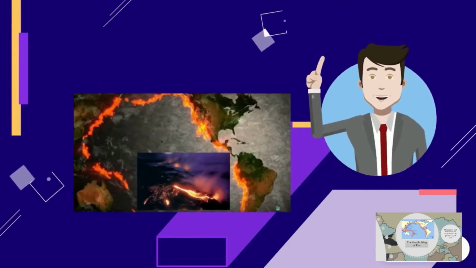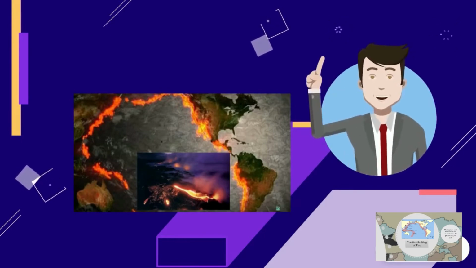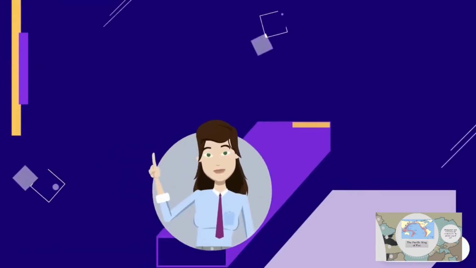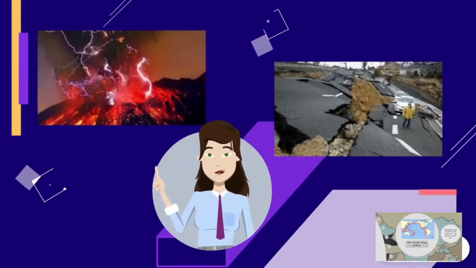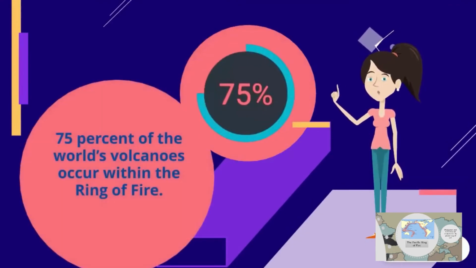A series of deep ocean troughs frame the belt on the ocean side, and continental land masses lie behind. Most of the world's earthquakes, the overwhelming majority of the world's strongest earthquakes, and approximately 75% of the world's volcanoes occur within the Ring of Fire.